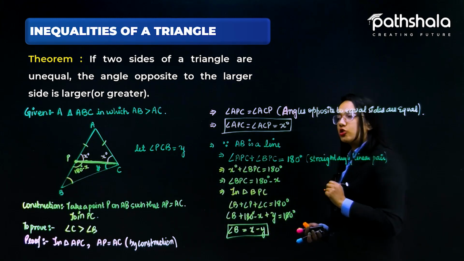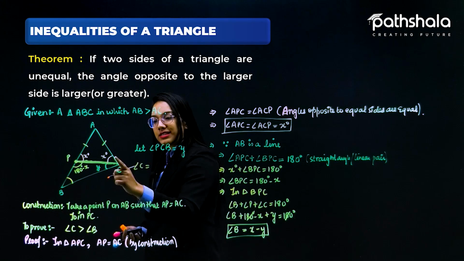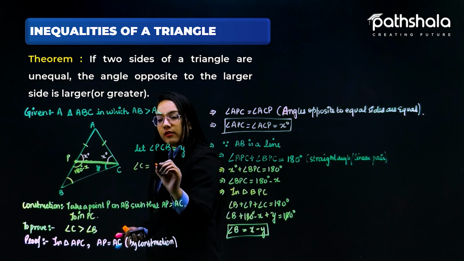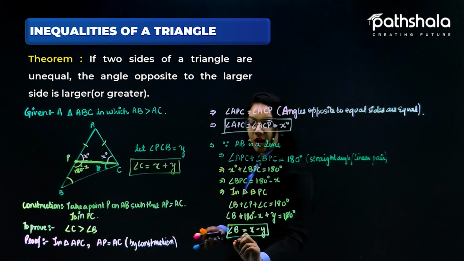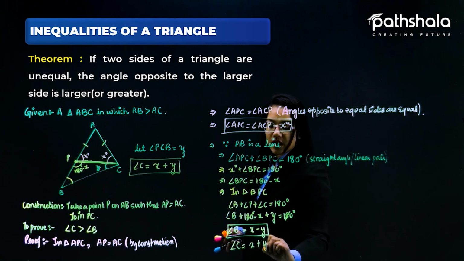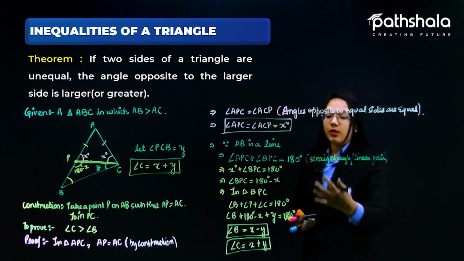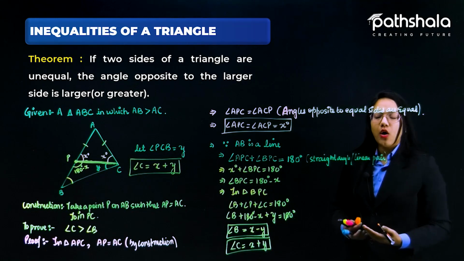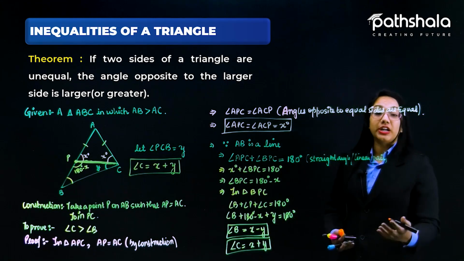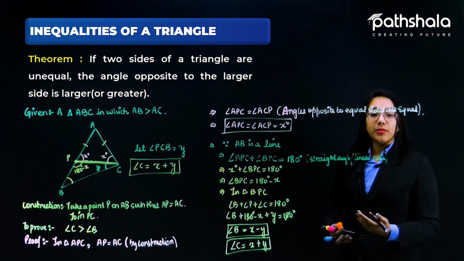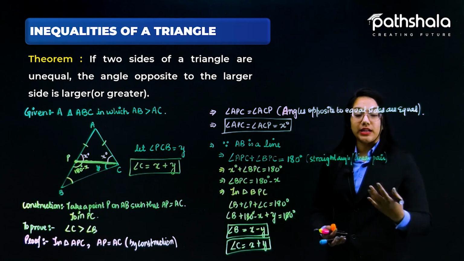But if we talk about the whole angle C, you can see that angle C is the sum of these two angles, which is x plus y. So which one is greater among these two? Obviously, the angle C should be greater than the angle B, because angle C is the sum of x and y, but angle B is the difference of x and y.